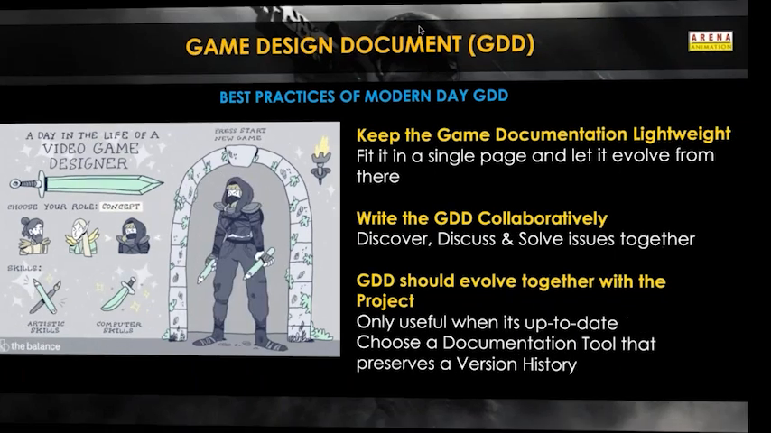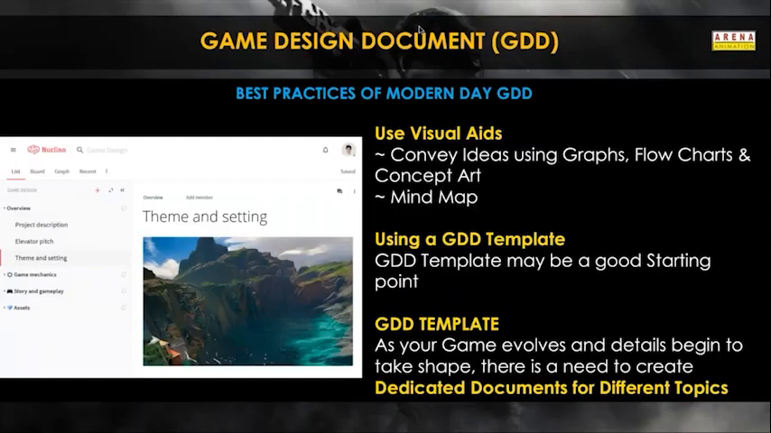Another point is you have to use visual aids. Don't let your reader drown in too much text. Many ideas can be conveyed much more clearly using graphs, flowcharts, and concept art. The best way is to turn your entire game design document into a mind map. I'll show you an example of what a mind map is. On the left you can see Neutrino is a visual tool. You can have text as well as images and a mind map as well. I'll show you the mind map as well.